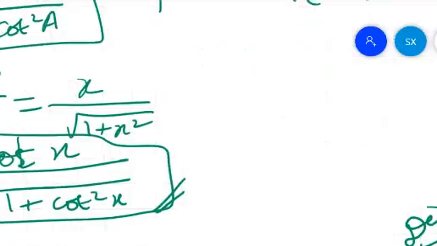Cot square A, ma'am, not X. Very good. You should not put x, they get confused. Correct. Now, sine is over, cos is over.